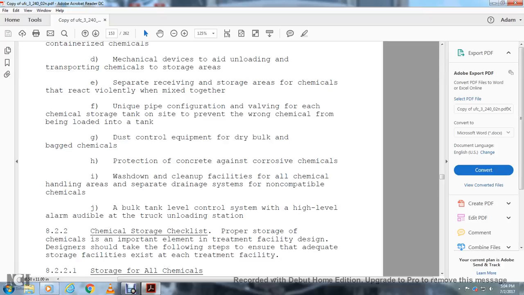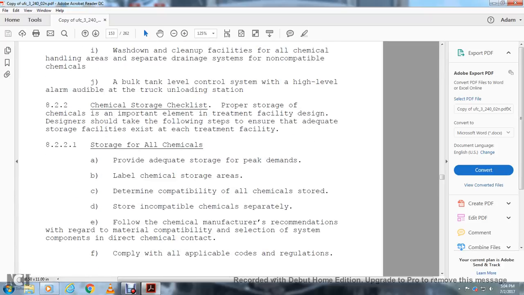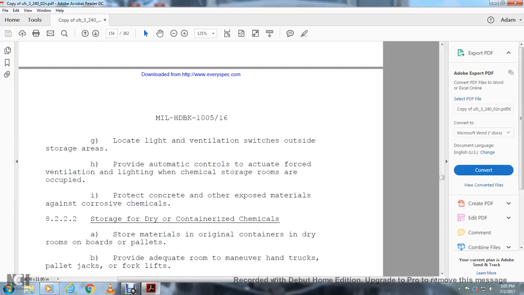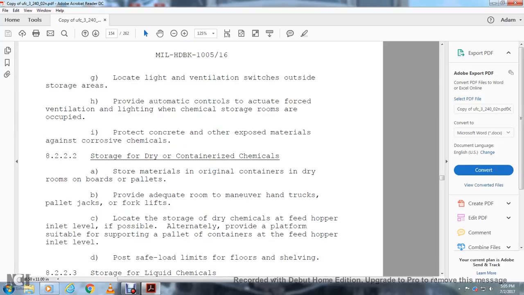8.2.2 Chemical storage checklist. Proper storage of chemicals is an important element of treatment facility design. The designer should take the following steps to ensure that adequate storage facilities exist in the treatment facility. 8.2.2.1 Storage of all chemicals. Provide adequate storage for the peak demand week. Label chemical storage areas. Determine the compatibility of all chemicals and store incompatible chemicals separately. Follow the chemical manufacturer's recommendations with regard to material compatibility in the selection of system components for direct chemical contact. Apply all applicable codes and regulations. Locate and light ventilation switches outside storage areas. Provide automatic controls to activate forced ventilation and lights when chemical storage rooms are occupied. Protect concrete and other exposed materials against corrosive chemicals.